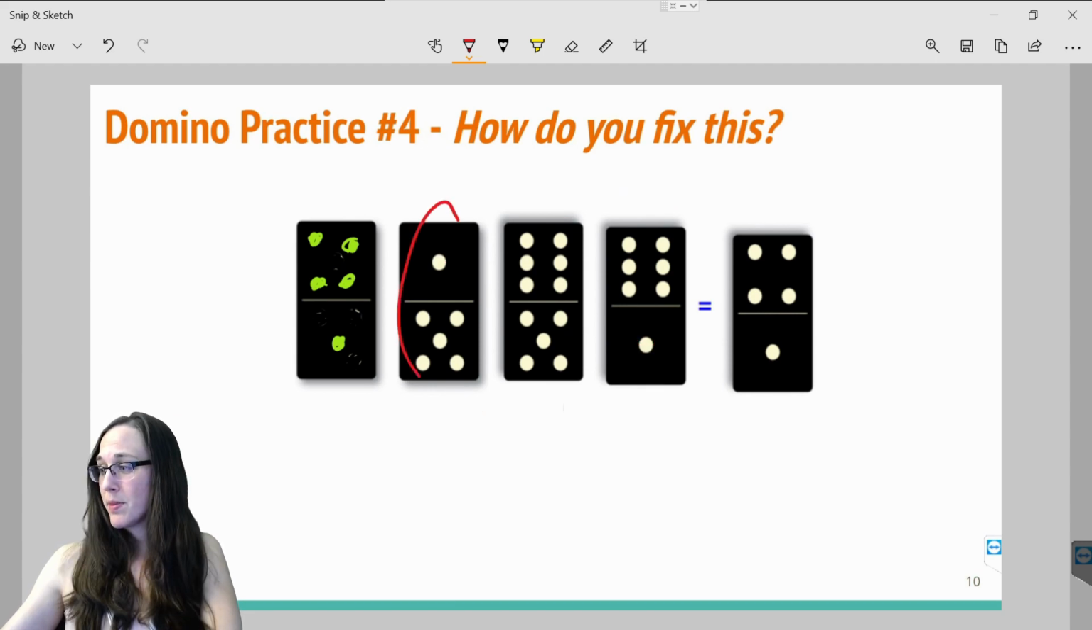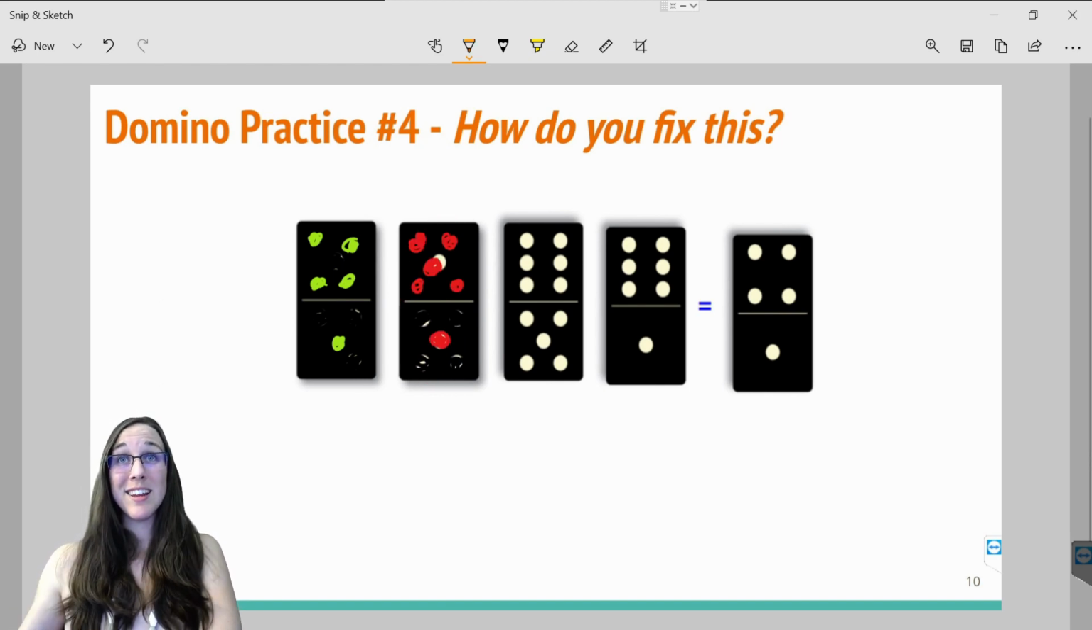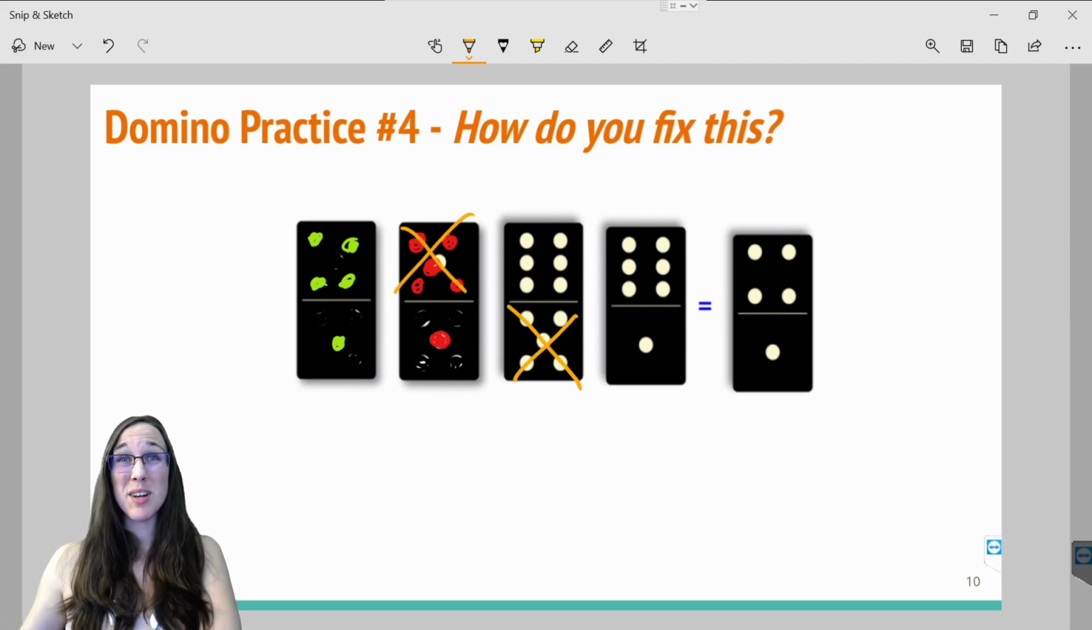If we were to flip this domino, that would fix our 5 problem. So let's give that a try first and see what happens. All right, so now we can cancel our 5s. Uh-oh, now we have another problem. Our 6s still don't cancel, and now we have a whole lot of 1s on the bottom too. We have to flip another one to make this work.